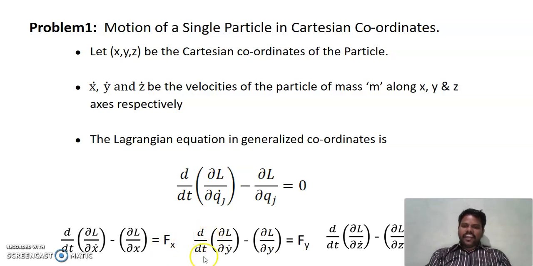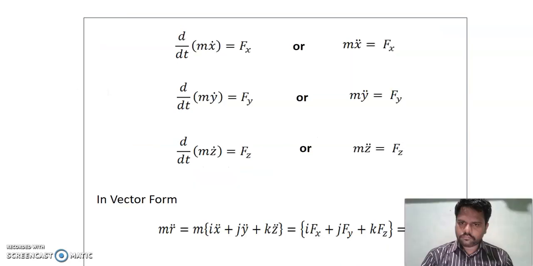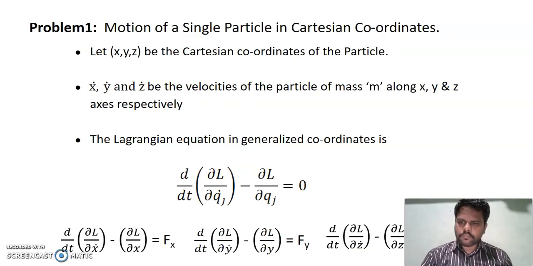Likewise, d by dt of ∂L by ∂ẏ minus ∂L by ∂y is equal to f_y. And d by dt of ∂L by ∂ż minus ∂L by ∂z is equal to f_z, where f_x, f_y and f_z are the components of force along the x, y and z directions.